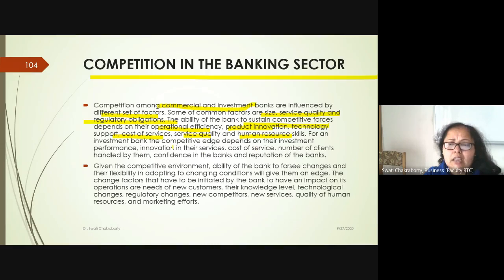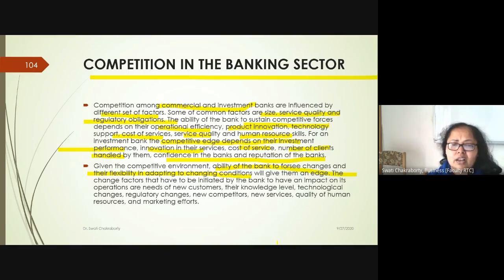Okay. So for an investment bank, the competitive edge depends on their investment performance, the innovation in their services, cost of services, number of clients that they handle, confidence in the bank, and the reputation of the bank. So given this competitive environment, the ability of the bank to foresee the changes and their flexibility to adapt to these changing conditions will give them an upper edge, right?